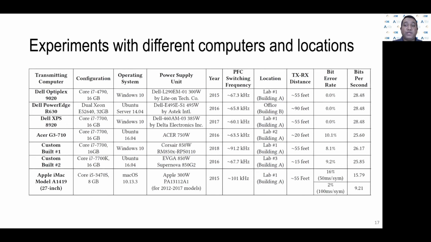And our results show very low error rate in transmission. Due to the use of pilot bits, our maximum bit rate with no error is 28.48 bits per second. We get the best results with the Dell computers, while the iMac required us to increase the symbol length to have successful transmission. Nonetheless, the bit error rates in our experiments are well within the range of error correction codes for effective data transfer.